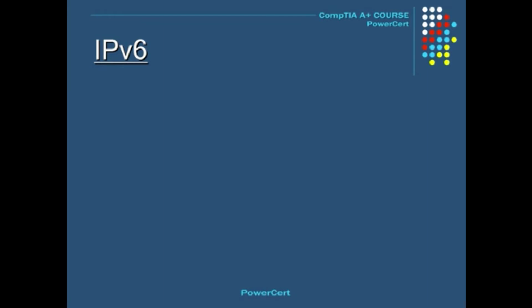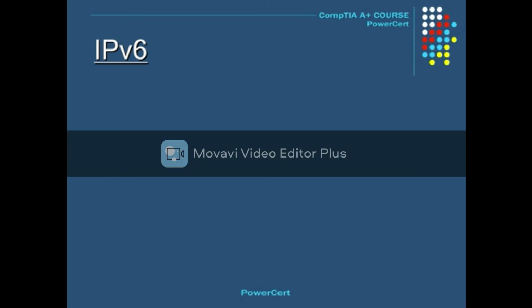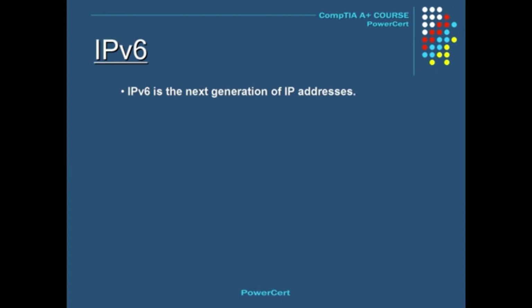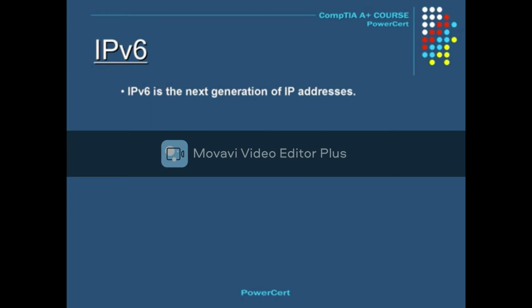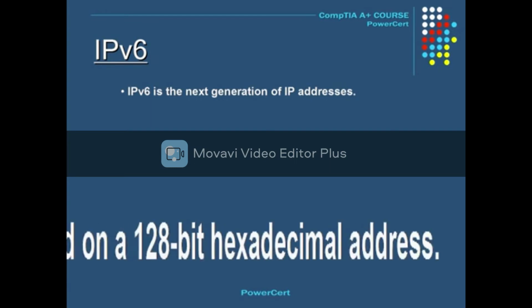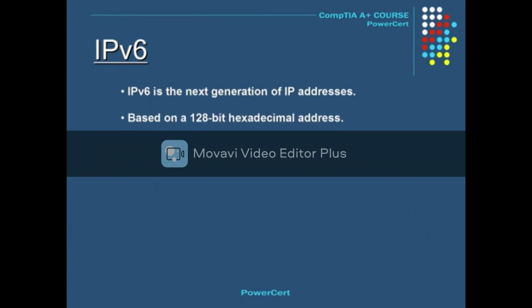When the Internet was first developed, programmers didn't realize how big it would become. They thought that IP version 4, which produced over 4 billion addresses, would be enough, but they were wrong. IP version 6 is the next generation of IP addresses. The main difference between IP version 4 and IP version 6 is the length of a network address. The IP version 4 address is a 32-bit numeric address, whereas IP version 6 is a 128-bit hexadecimal address.